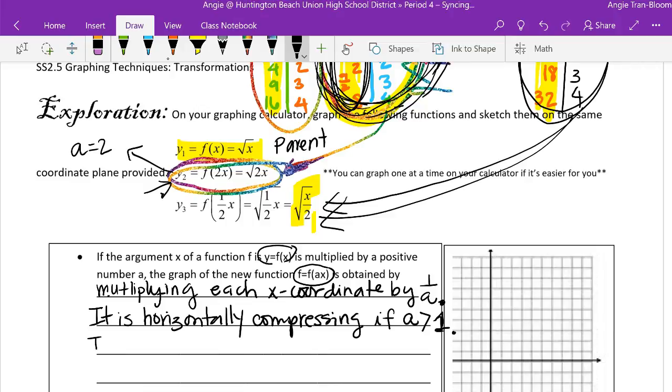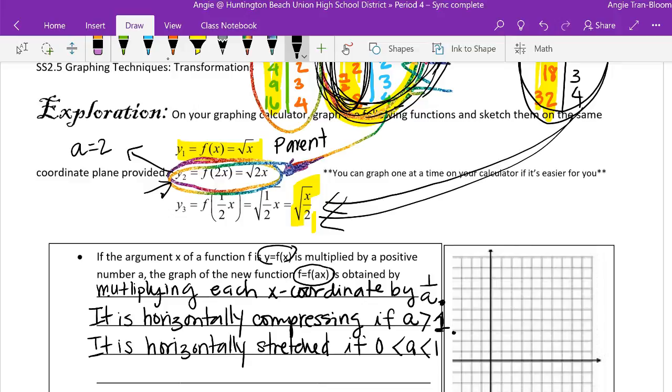Now, it is horizontally stretched if a is in between what? 0 and 1, right? Like 1/2, 1/3, 1/4, and so on and so on.